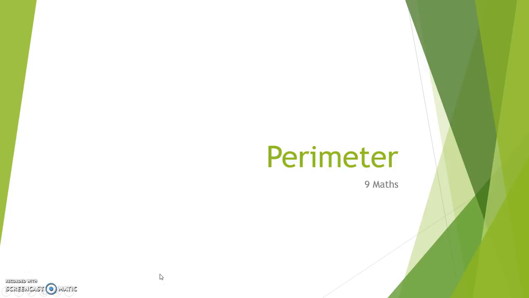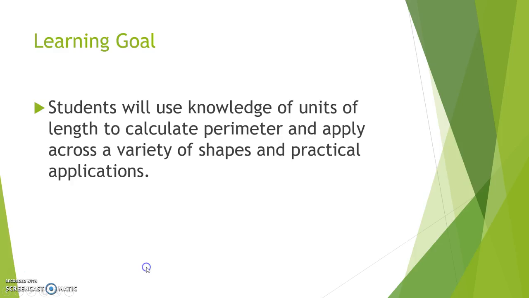This is the second of the lessons on measurement that we're going to look at. This one's a review of perimeter. So much of the work we're doing in this unit is things you've seen in grade 8, but there is a little bit of new content as well. Our learning goal here is that we use our knowledge of units of length to calculate perimeter and apply it to a variety of shapes and practical applications.